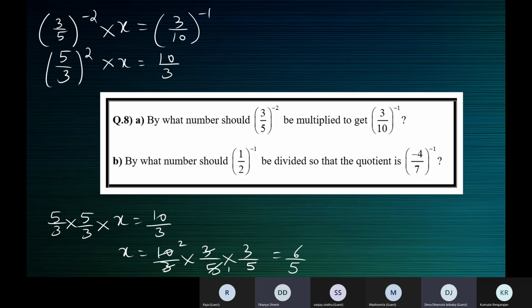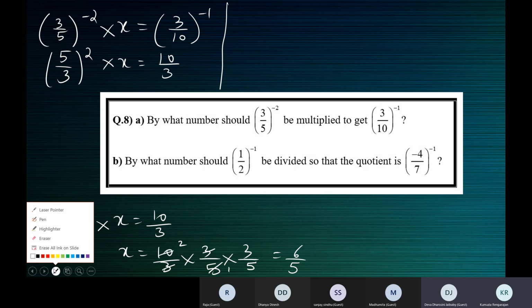Ma'am, have you done it directly? Yeah, we can do it directly. Danya, you're saying 9 by 25 directly, right? Yes, ma'am. That's what I'm confused about. What can we do after this? Okay, you tell me your steps. I'll write that again.